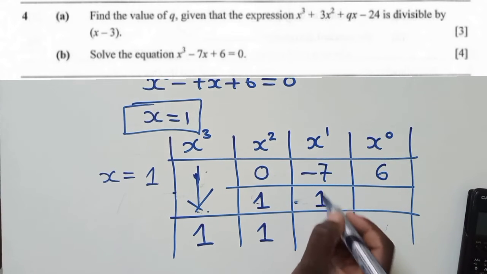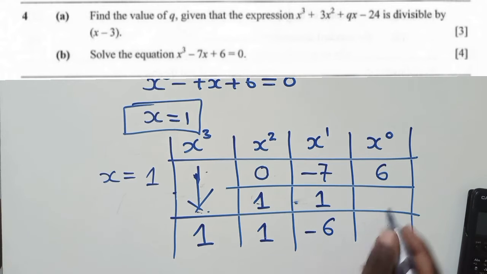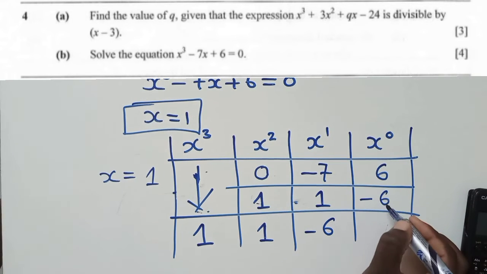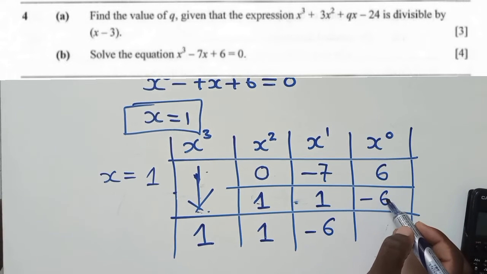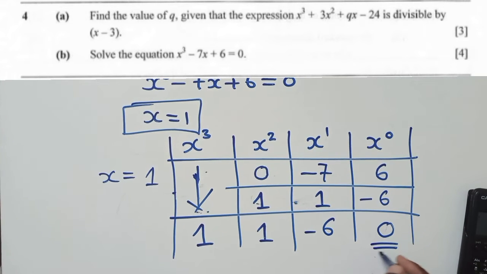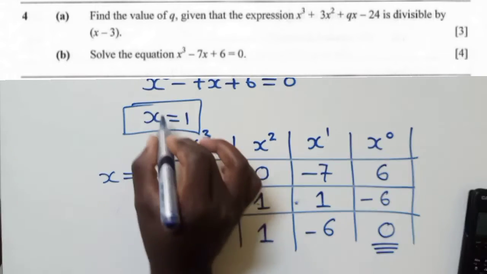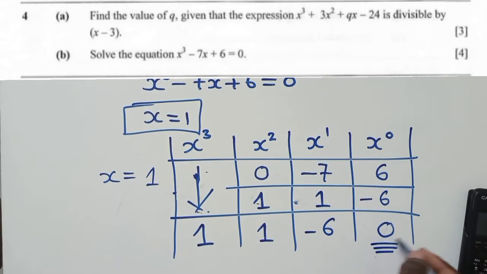And then negative 7 plus 1 is a negative 6. 1 times negative 6 is a negative 6. 6 plus negative 6 is a 0. So it must always give you a 0. If your solution here, the guess that you made here, was okay, at this point or in this box, you must get a 0. Okay, so let me just go through a bit on what you're doing.